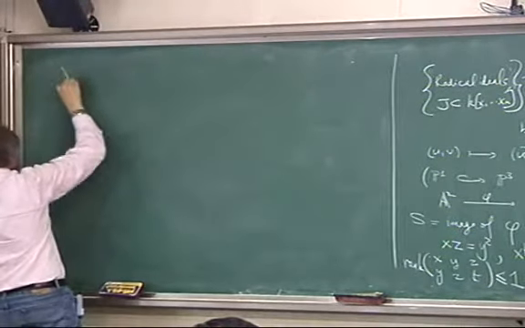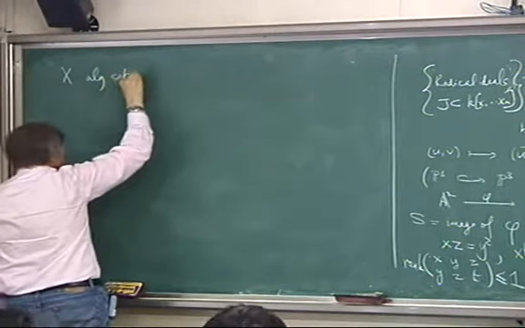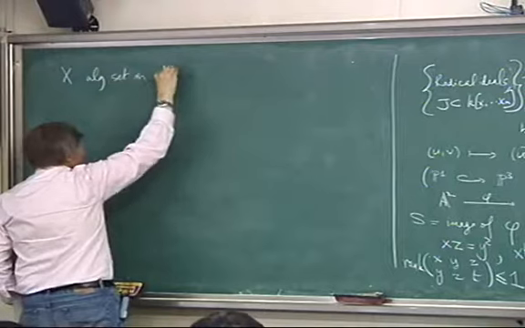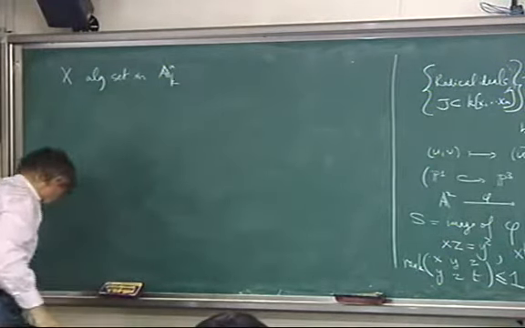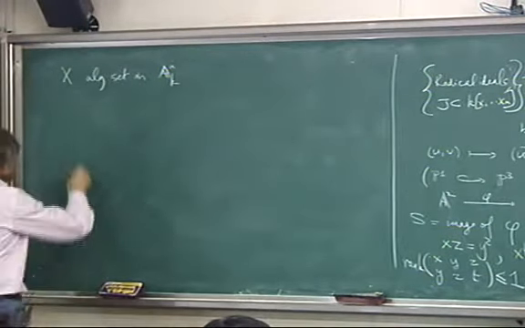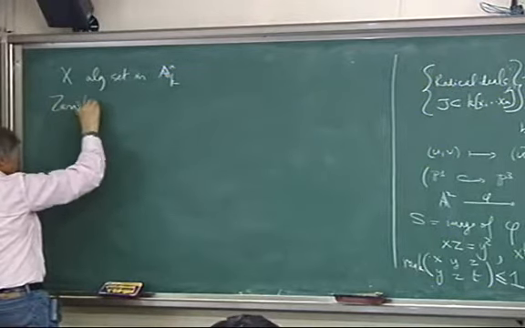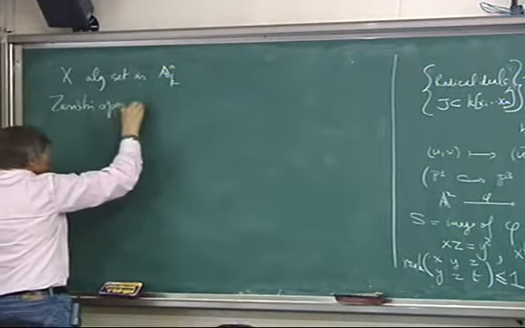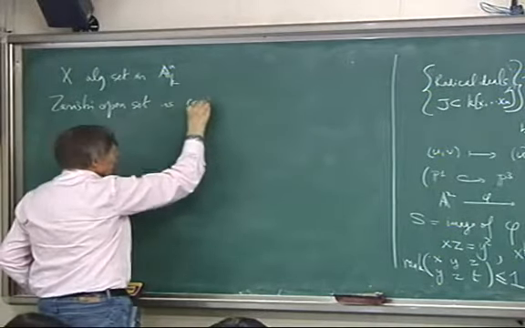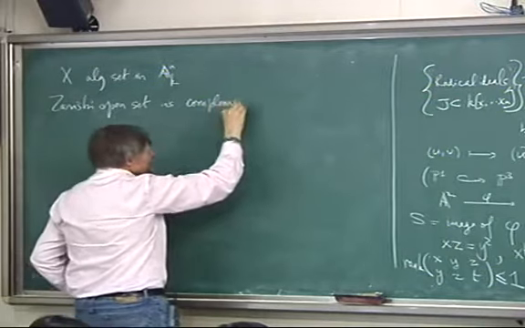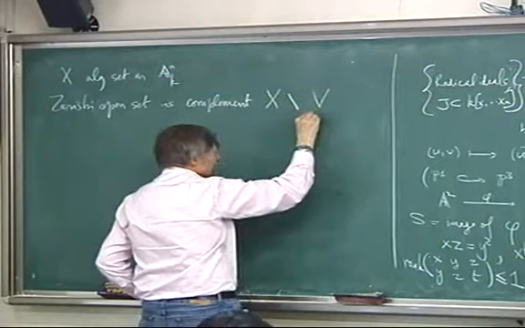If I've got X, an algebraic set in A^n, always over some fixed field K, and the field K is always assumed algebraically closed at the moment, then an open set, a Zariski open set, by definition, is a complement X minus V, where V is Zariski closed.